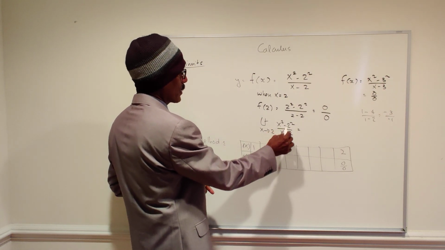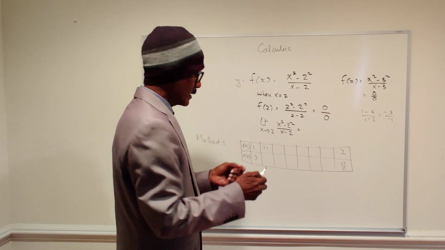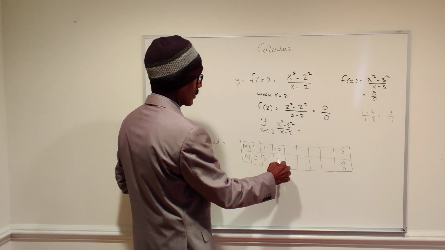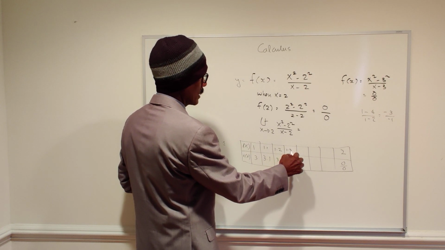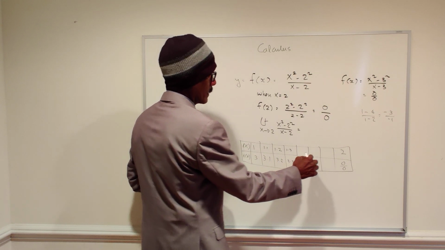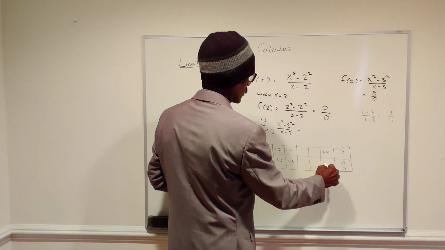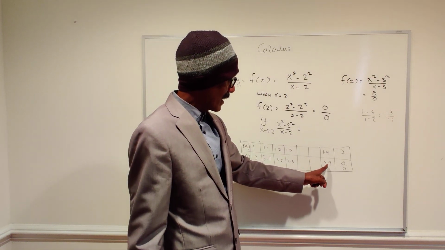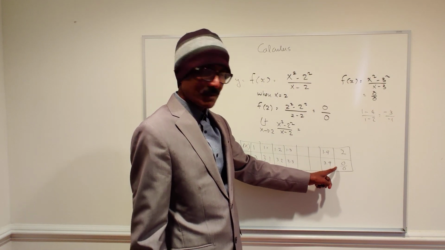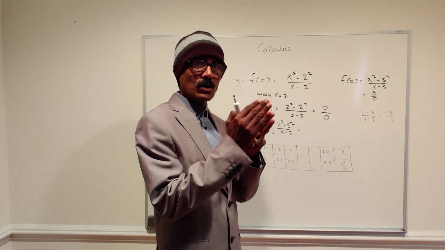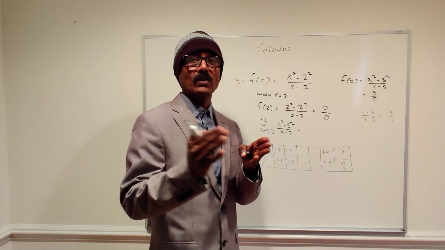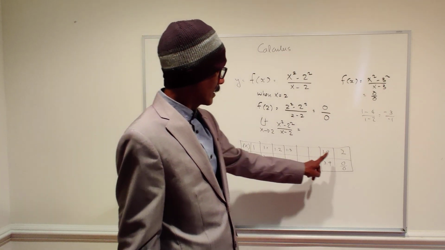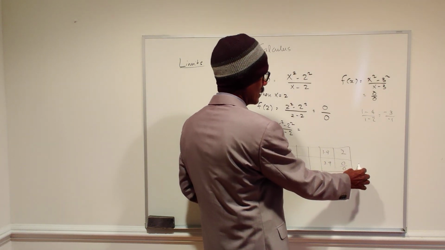When you substitute 1.1, use calculator, you get 3.1. 1.2, you get 3.2. 1.3, you get 3.3. Then 1.9, you get 3.9. So what is the next integer after 3.9? Integer means 1, 2, 3, 4, 5, 6, 7. Those are integers. What is the next integer? After 3 and 3.9, 4 is the next integer.